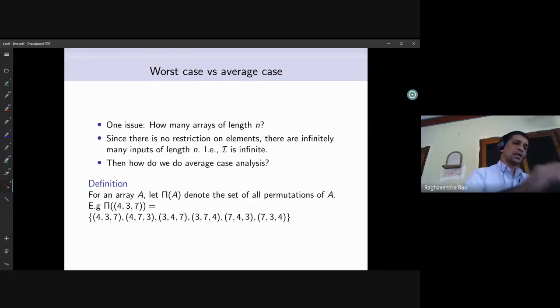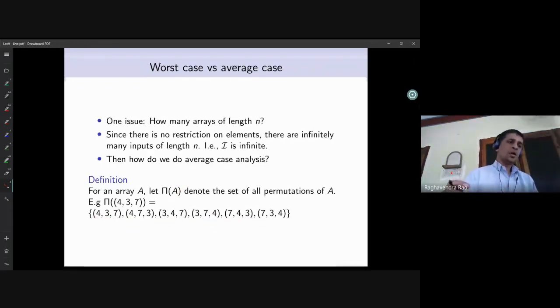Is the definition clear? So this is exactly what one of your classmates was talking about. You rearrange a given array. So the rearrangement is formally denoted as pi of that array. And for arrays of length n, there are exactly n factorial such permutations.